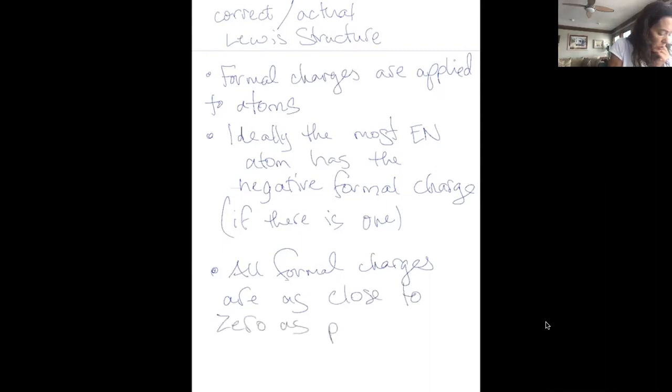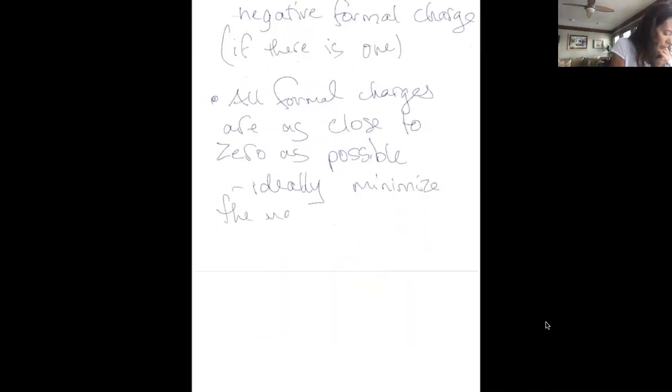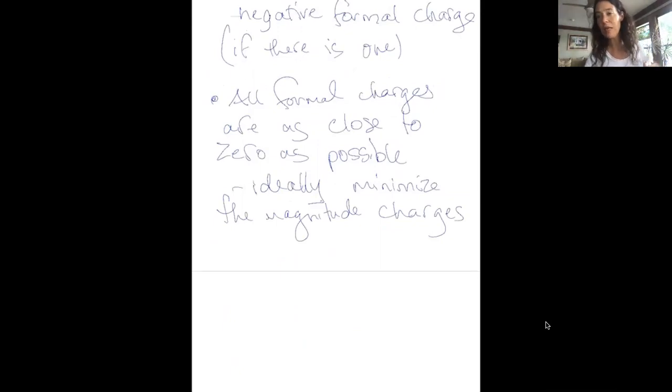What that means is, we minimize the magnitude of formal charges, okay? So that's how we have these, and we'll do an example. We'll have multiple Lewis structures, and then we'll apply formal charges to say, well, this one's a better Lewis structure. And we'll look for the lowest formal charges, and if there's a negative, is the negative on the most electronegative atom? If not, then it's not a really good Lewis structure, okay?